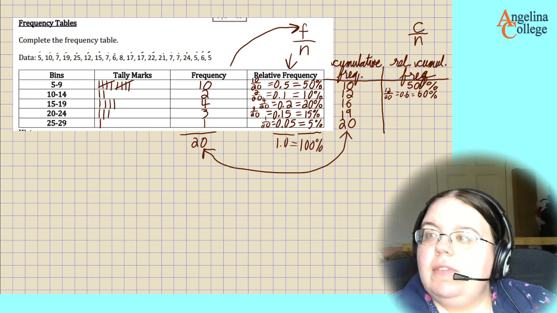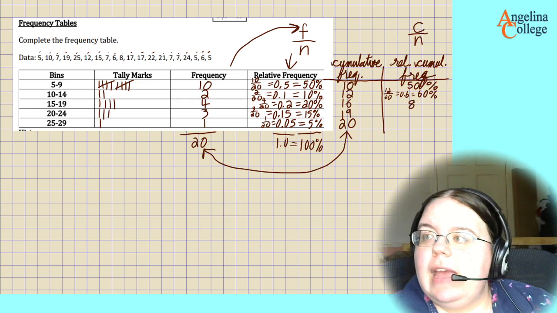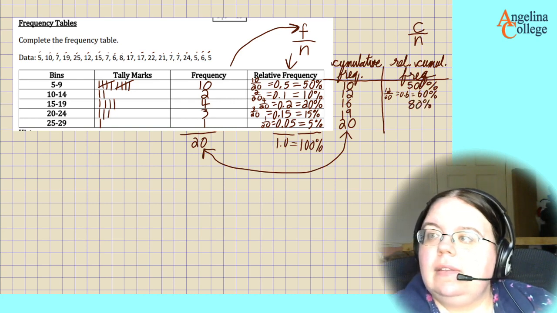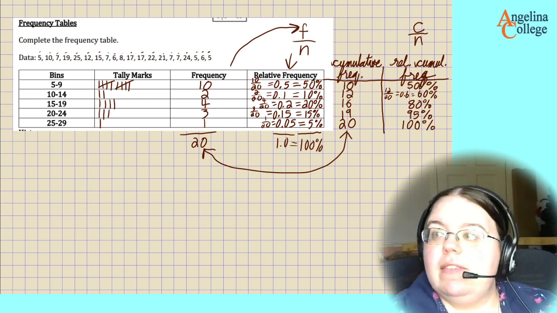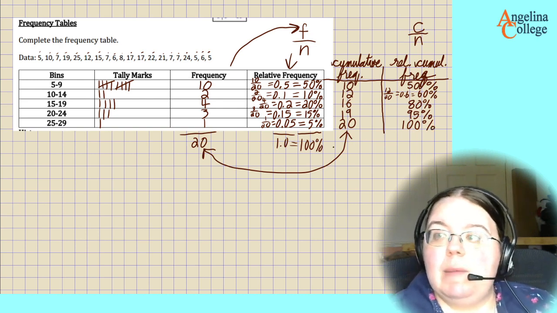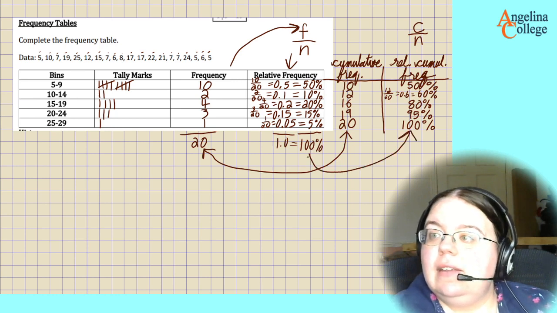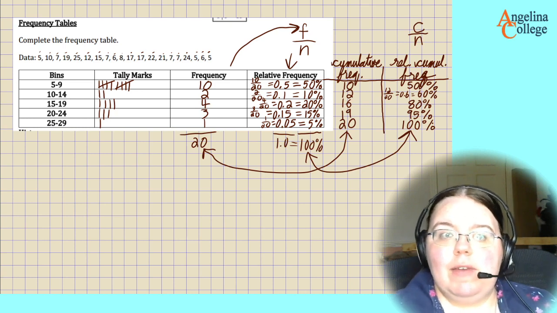So let's see, 60% adding on 20%, 60 and 20 would be 80. 80 and 15 would be 95. So 80% and 15% is 95%. 95% and another 5% is 100%. This is also not a coincidence. Your last one should always come up to 100%, because in both cases, your last line is the total of everything.